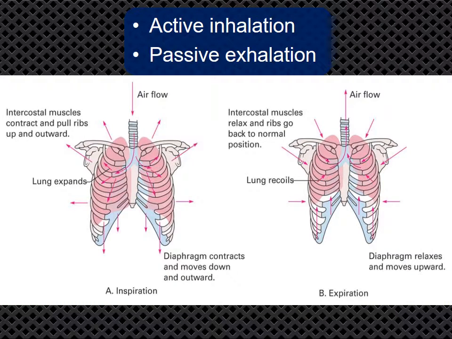So this is everything we just talked about, just in different picture form. Inspiration is active. The intercostal muscles and the diaphragm contract. The volume of the chest cavity expands, and we create a negative pressure or a vacuum, so air flows into our lungs. Expiration, the opposite. The lungs and the chest and the ribs recoil, go back to the original position. The volume decreases, pressure then increases, and air is pushed out of our lungs.